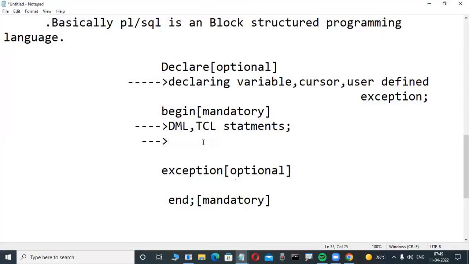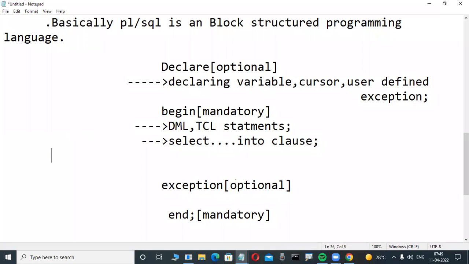That's why that clause is always used in the executable section. Select into clause is used in the executable section. Not only that one, actually loops are available. Conditional statements are available, control statements are available. Those are all the things we are using in the executable section.